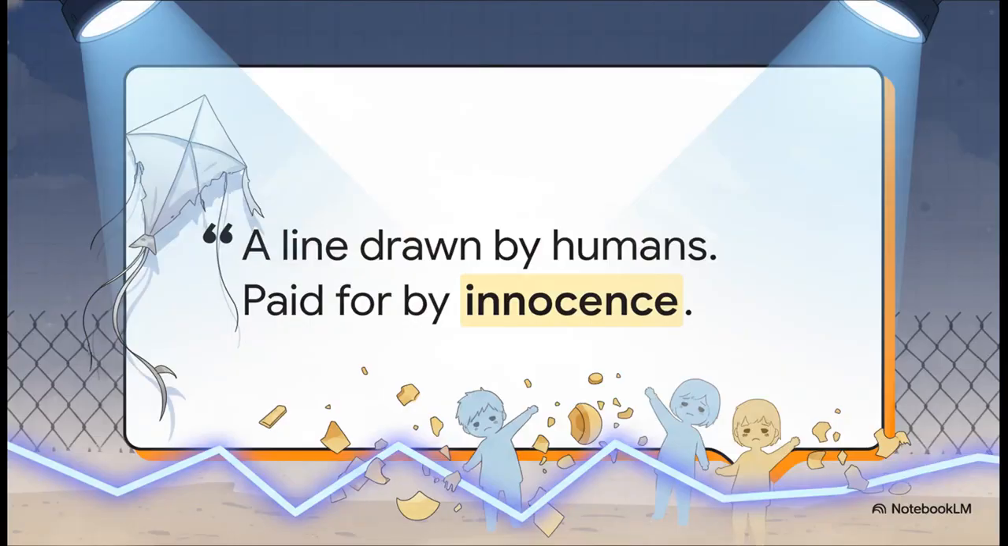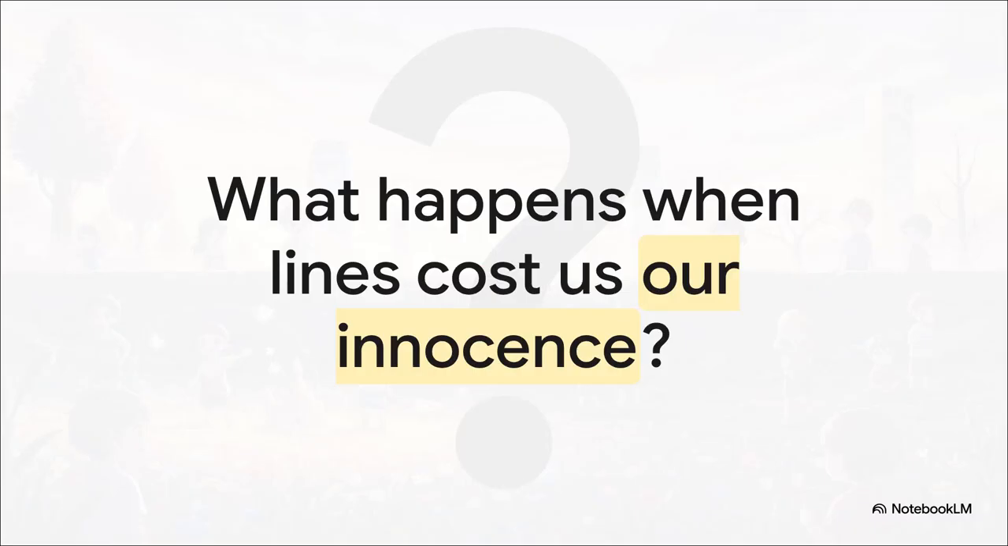As night finally covers the borderlands, leaving that torn kite trapped under the cold floodlights, the author leaves us with this heavy, unforgettable summary. A child died for crossing a line he was entirely too young to understand. A line drawn by humans, paid for by innocence. It really drives home the point that these scars dividing humanity might be artificial constructs, but the human toll they extract is incredibly permanent.